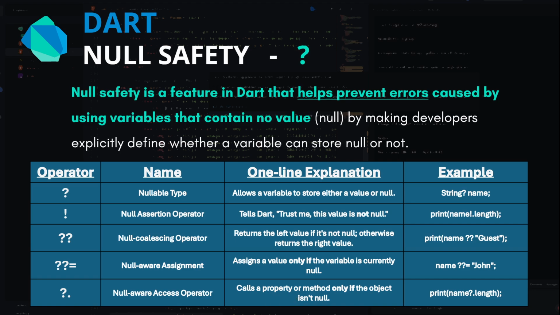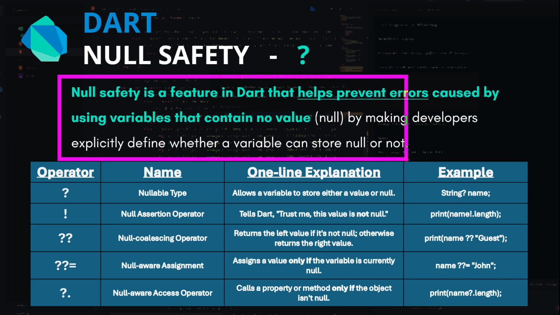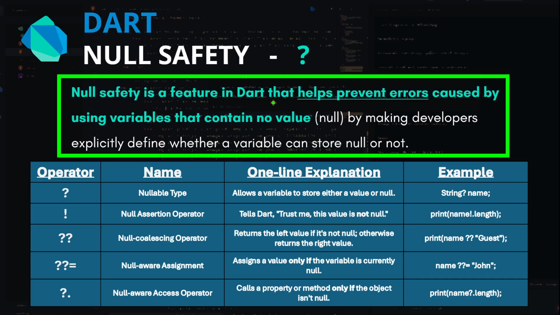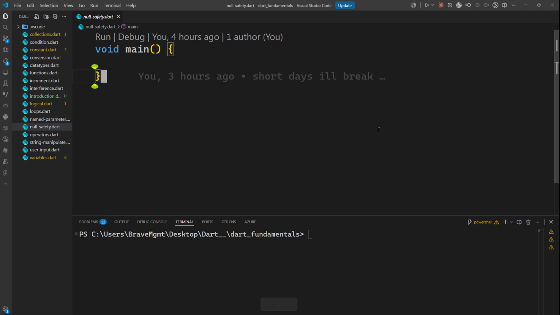All right, so we move on into the second to the last topic we may be treating in Dart, and this is called Dart Null Safety. Now, Null Safety is just a feature in Dart that helps you prevent errors caused by using a variable that contains no value, or null. Which simply makes developers define whether a variable can be null or not. And in simple terms, this is what I mean.